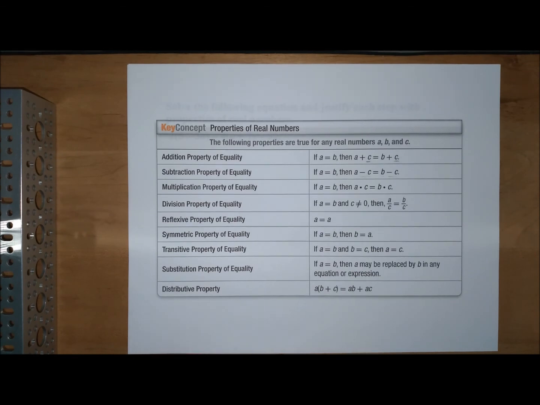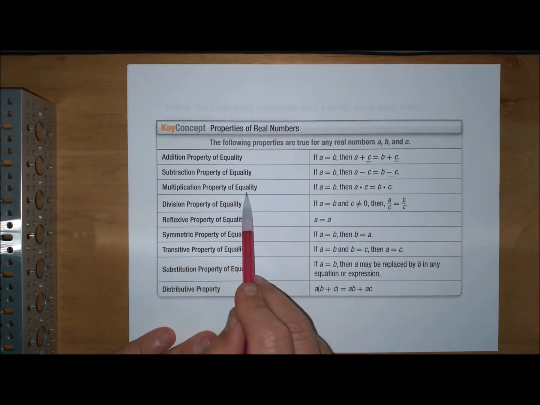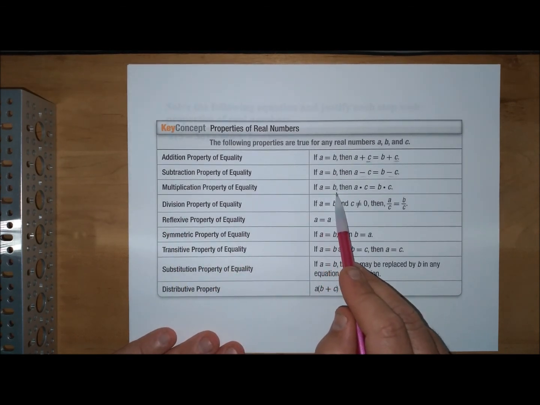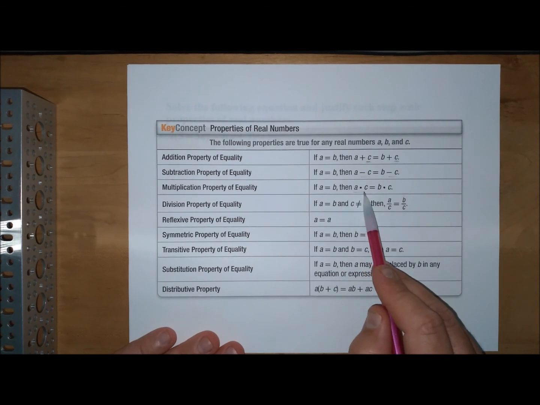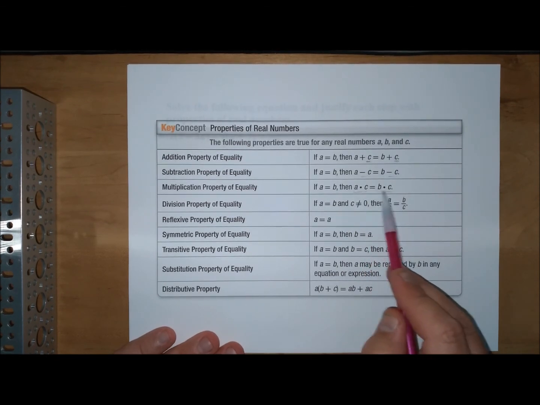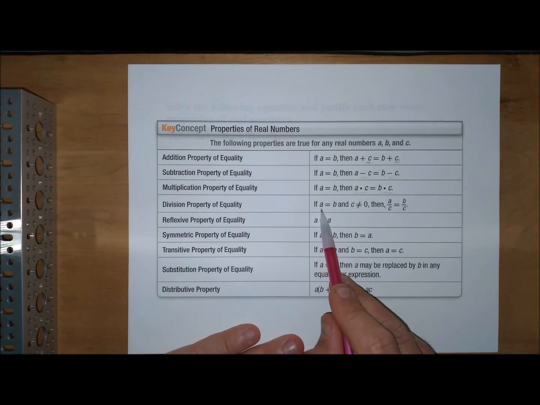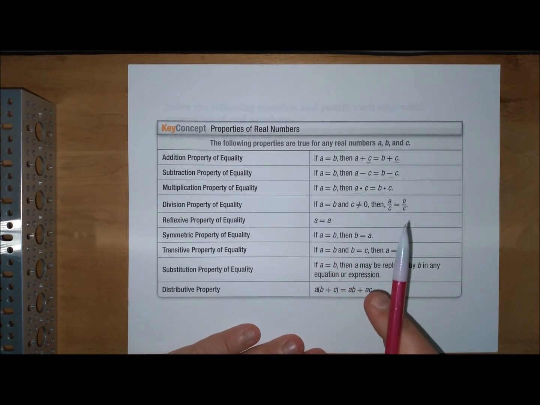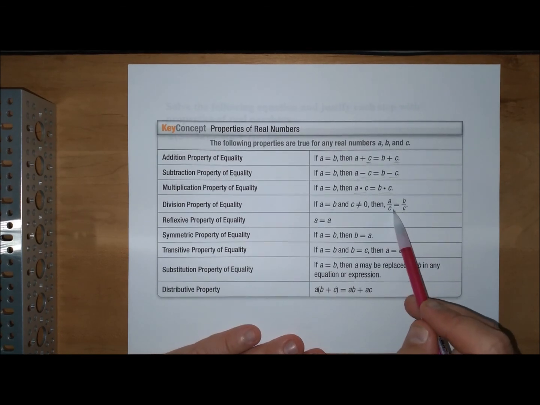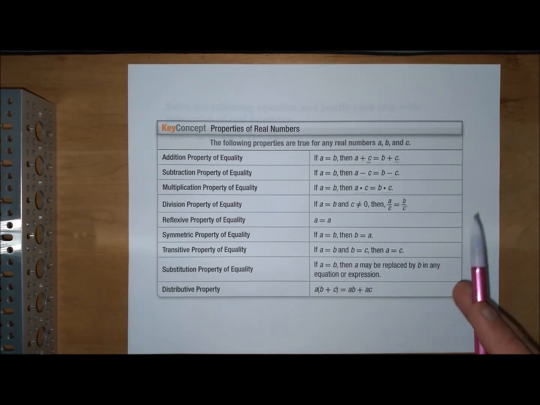In the proof process, we're just going to take our time to state which properties we're using so that we're mindful of that. We also have our multiplication property of equality. If I have a true equation, A equals B, then I know that A times C equals B times C. I've just multiplied both sides by the same quantity. Division property of equality works the same way. If A equals B, and one stipulation here, C does not equal 0, then A divided by C equals B divided by C.